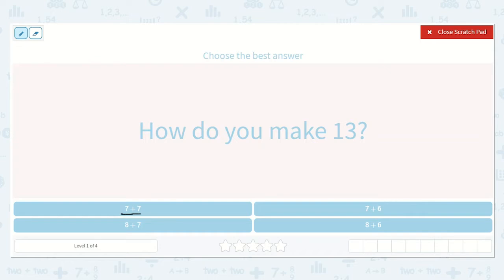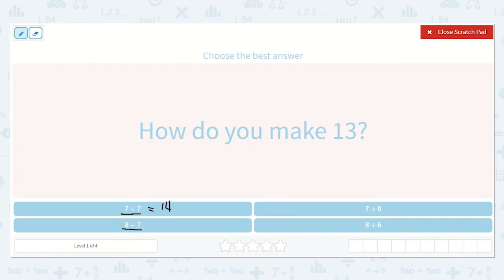First, I see 7 plus 7. Well, I recognize 7 plus 7 as one of my doubles. 7 plus 7 is equal to 14. 14 is more than 13, so this one is not the right option.